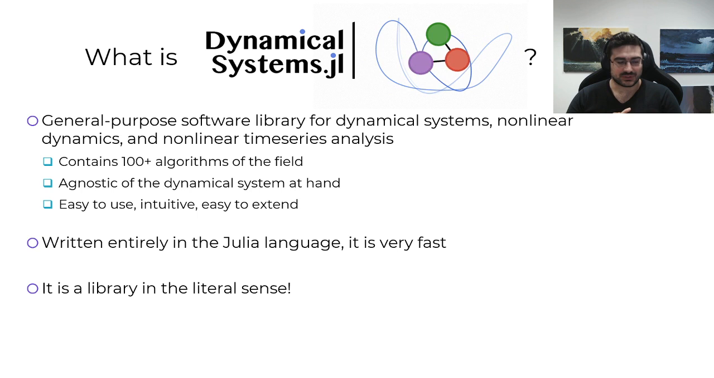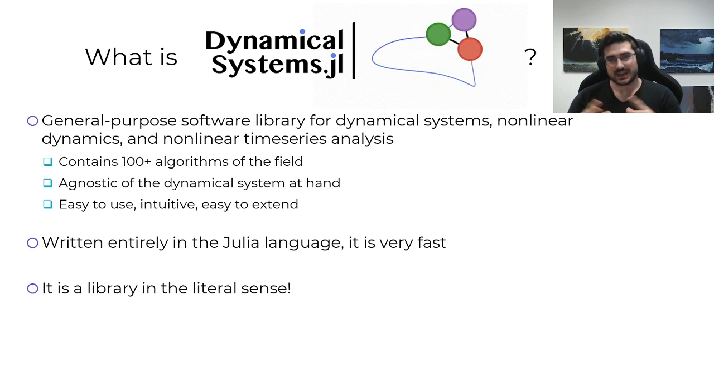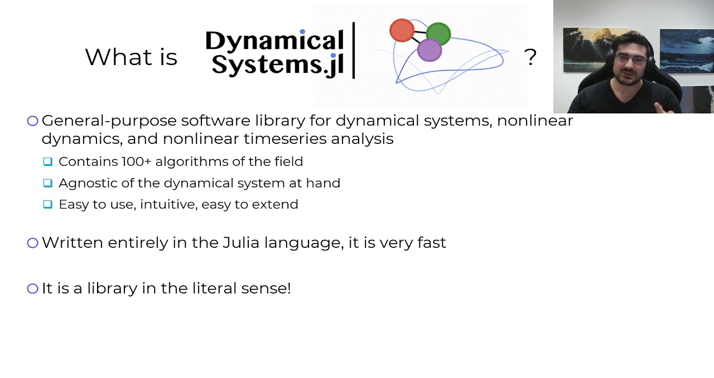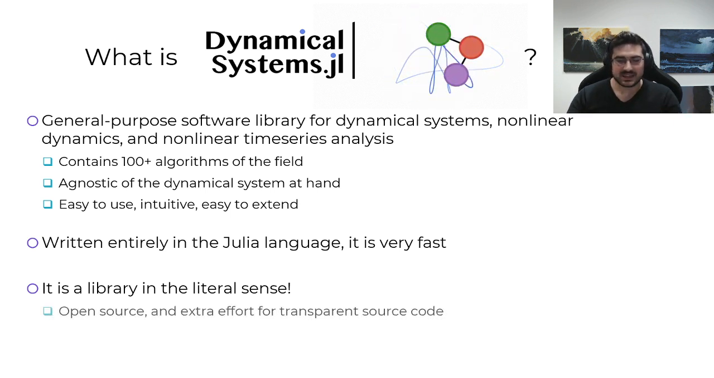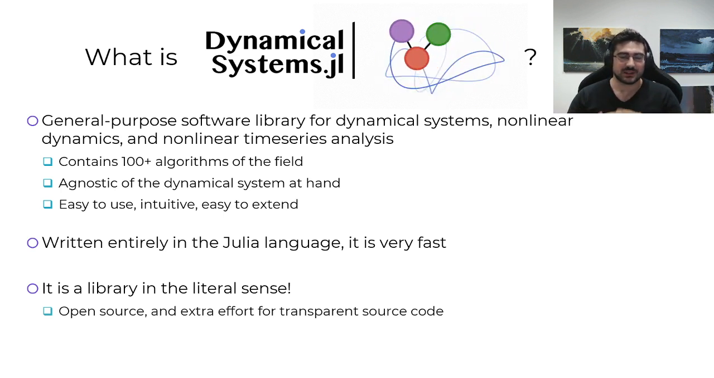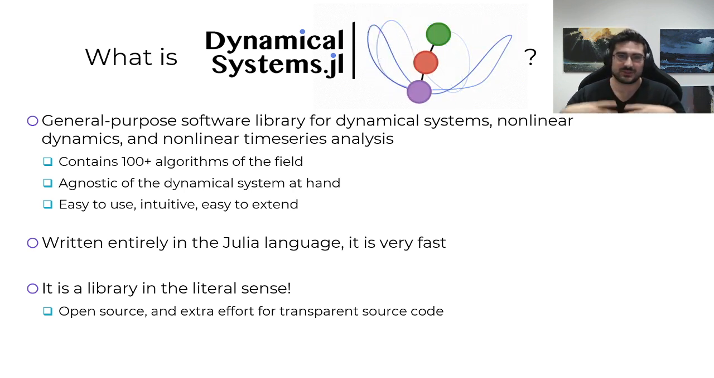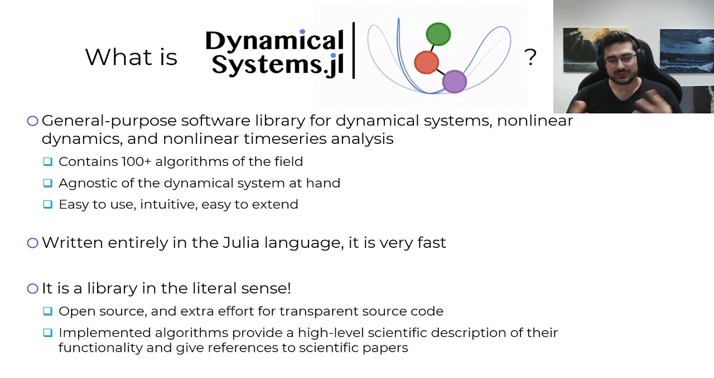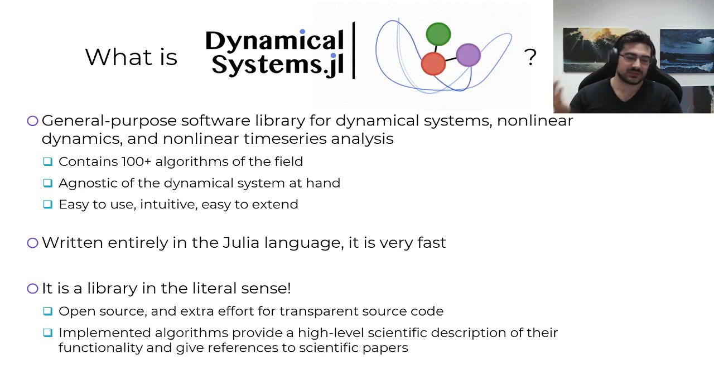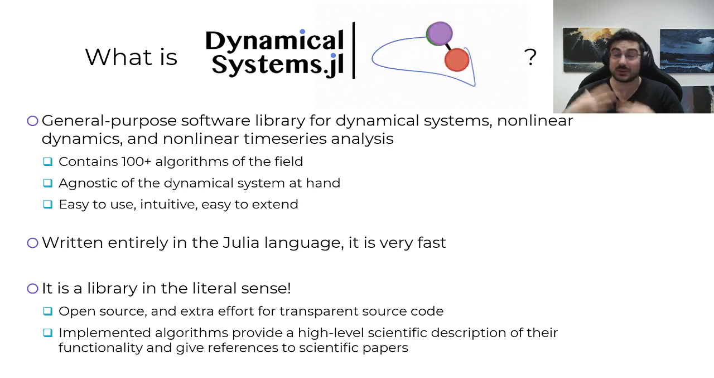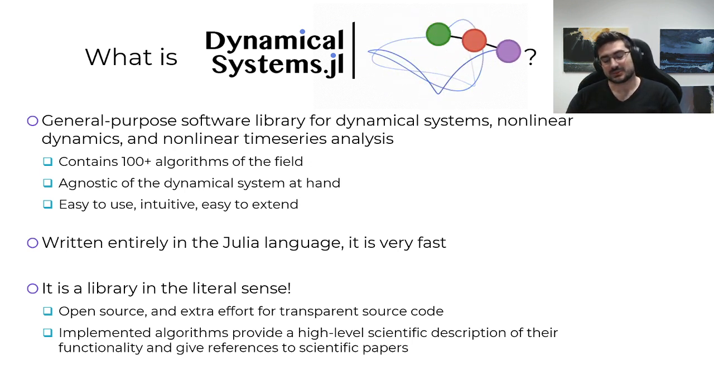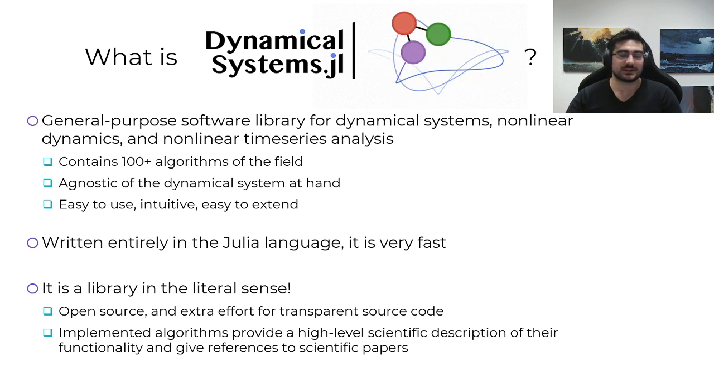That's pretty important. The reason I call this a library is because I really mean it in the literal sense: it is a place where people go and learn something. Of course, the library is open source, but we have also put a lot of effort into making the source code as transparent and as easy to understand as possible. Also, all implemented algorithms provide a high-level scientific description of what they do, and furthermore provide references to scientific papers where you can learn more about the methods or other methods.